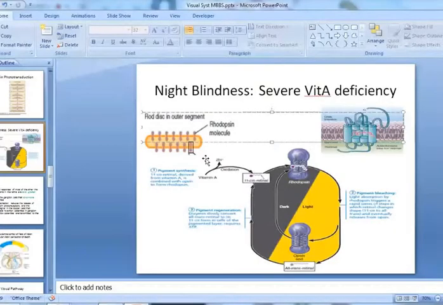This is night blindness. Look here. Vitamin A is responsible for the formation of retinal. So when there is a severe vitamin A deficiency, it leads to night blindness. Clear? People are not responding.